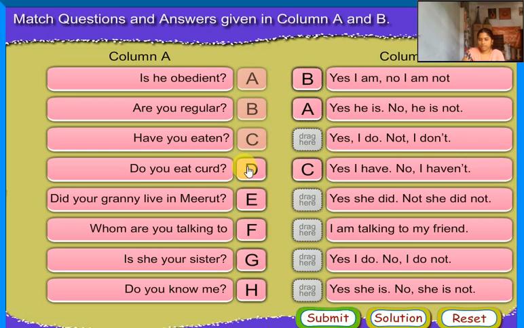Do you eat curd? Yes, I do. No, I don't. Did your granny live in Meerut? Yes, she did. No, she did not. Whom are you talking to? I'm talking to my friend.